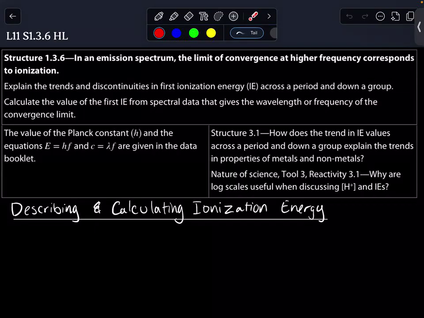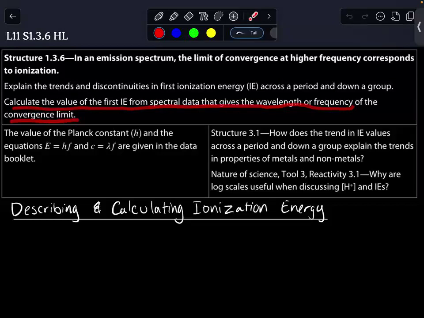In this lesson, we're going to be covering the limit of convergence at higher frequencies and how that corresponds to ionization. We will be able to explain the trends and discontinuities in first ionization energy across a period and down a group. We'll be able to calculate the value of the first ionization energy from spectral data that gives us wavelength or frequency of the convergence limit.